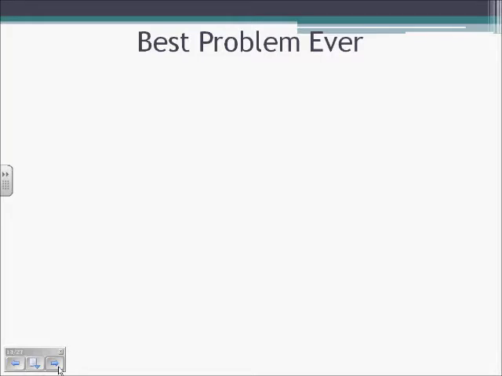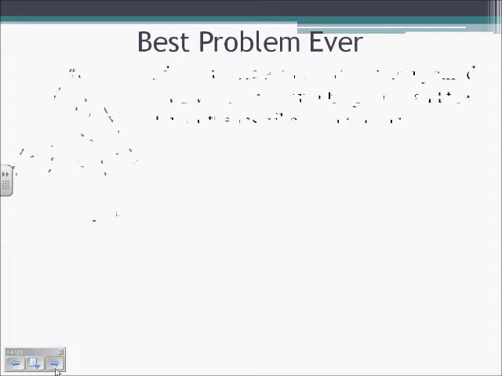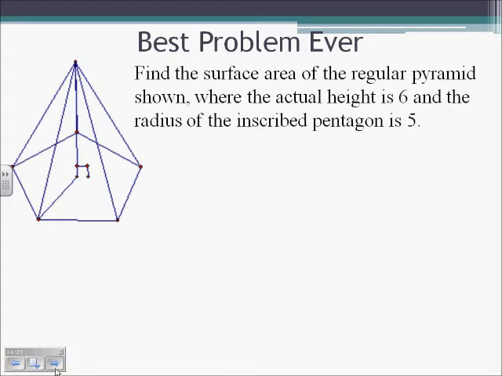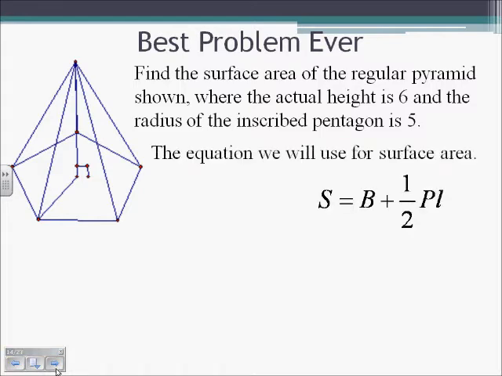Alright, this leads us to the best problem ever. Yes, feel the excitement. We were able to find the surface area of a regular pyramid where the actual height is 6 and the radius of that inscribed pentagon is 5. The equation we're going to use for surface area, again, is our surface area equals the area of the base plus 1/2 times the perimeter times our slant height.